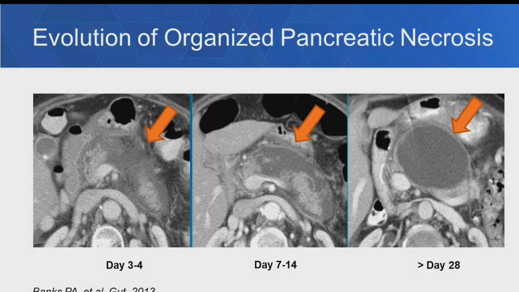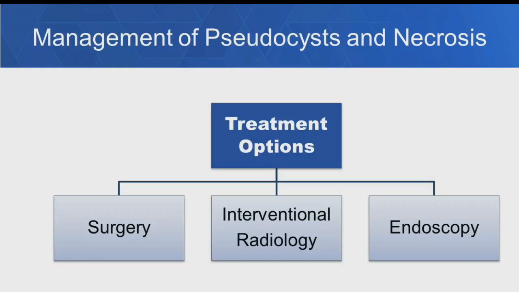And as the days progress, we can see the pancreatic necrosis becoming more and more organized and a wall forming. And pancreatic necrosis has more debris within it. And on an MRI or an endoscopic ultrasound, we can better appreciate the amount of debris. And now with the management of pancreatic pseudocyst and necrosis, the management options include surgical, by interventional radiology, or with endoscopy. But usually interventional radiology is an adjunct to either surgery or endoscopic approaches.